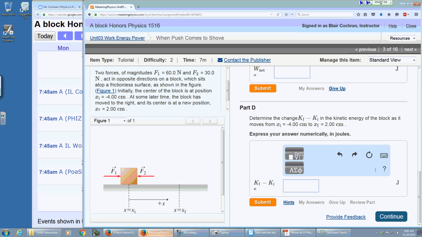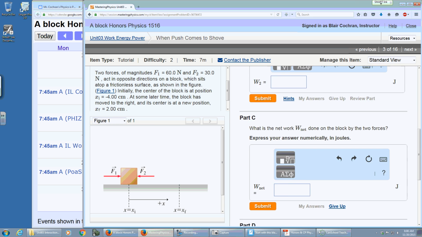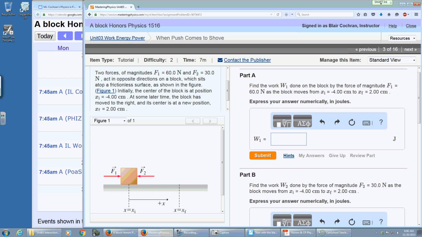And they want to know, for part A, work one done on the block by the force of magnitude F1. I'm trying to figure out how they put in that subscript. The block moves from this to this. Express your answer numerically in joules. So joules, I know, is newtons times meters. Got to make sure I'm in newtons and meters here.